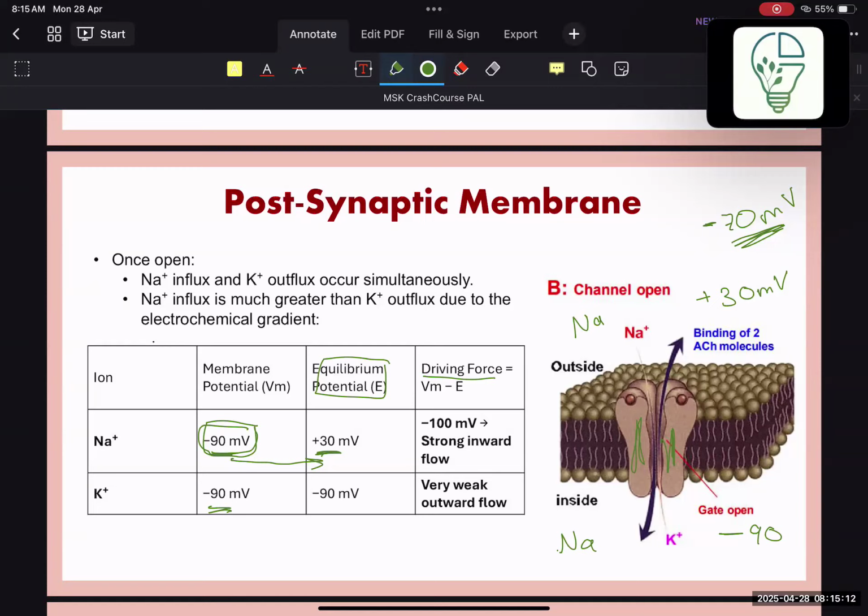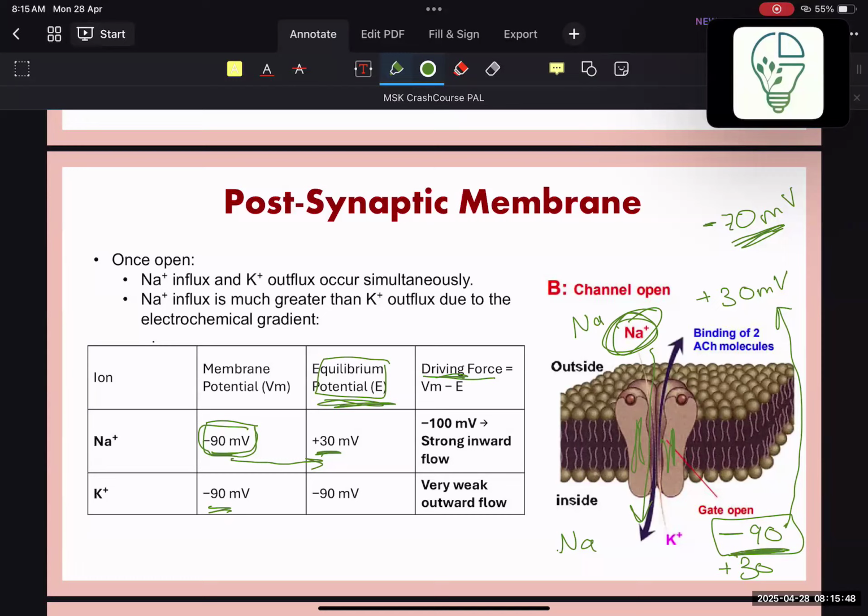So for us to jump from negative 90 to positive 30, that is a very huge jump. And essentially what that's going to do is you're going to end up having a lot of sodium rushing inside the cell to get this negative 90 from inside the cell closer to the positive 30 that is the equilibrium potential of sodium. So to recap, when you open the acetylcholine channel, you're going to have a lot of sodium rushing inside the cell because of the driving force. If you understand that much, then that is enough.